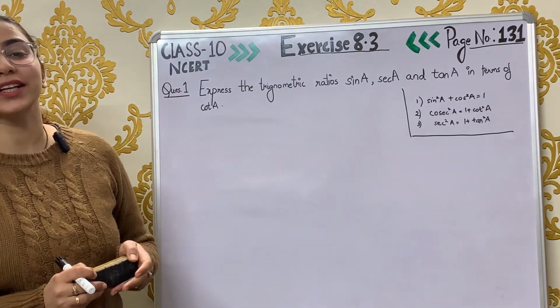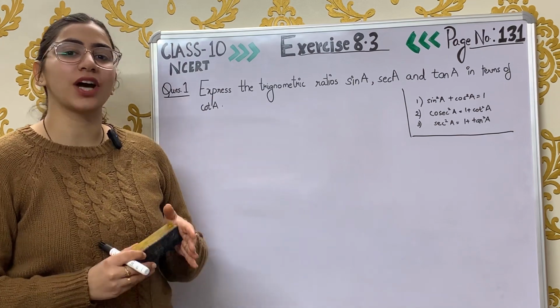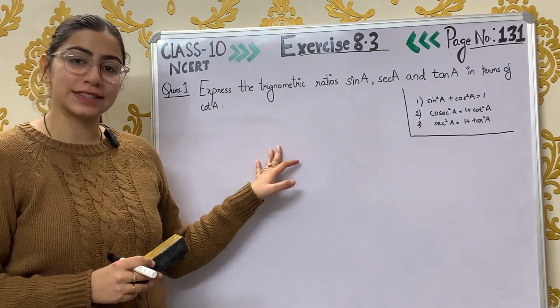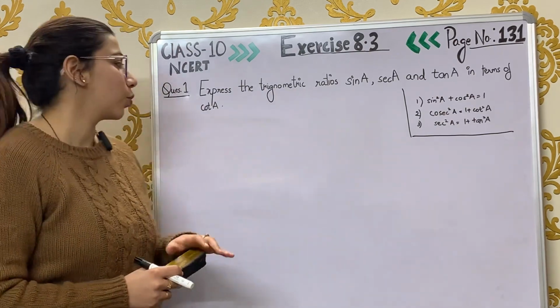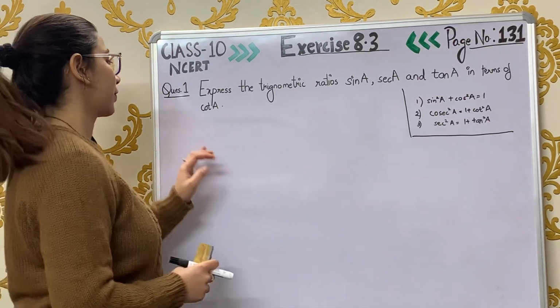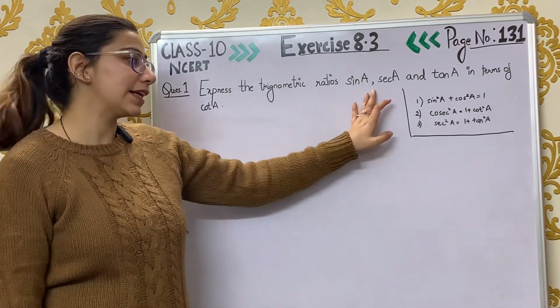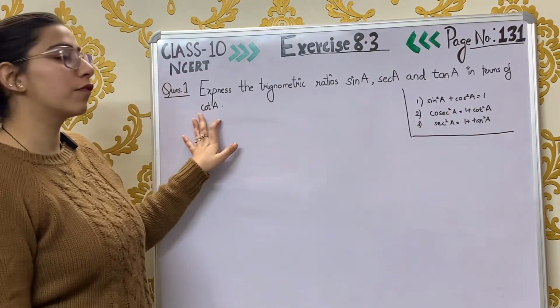So today we are doing class 10 Maths NCERT chapter 8 exercise 8.3. It is one of the most crucial exercises of this chapter. So let's start with question 1. We are asked to find trigonometric ratios sin A, secant A, tan A in terms of cot A.